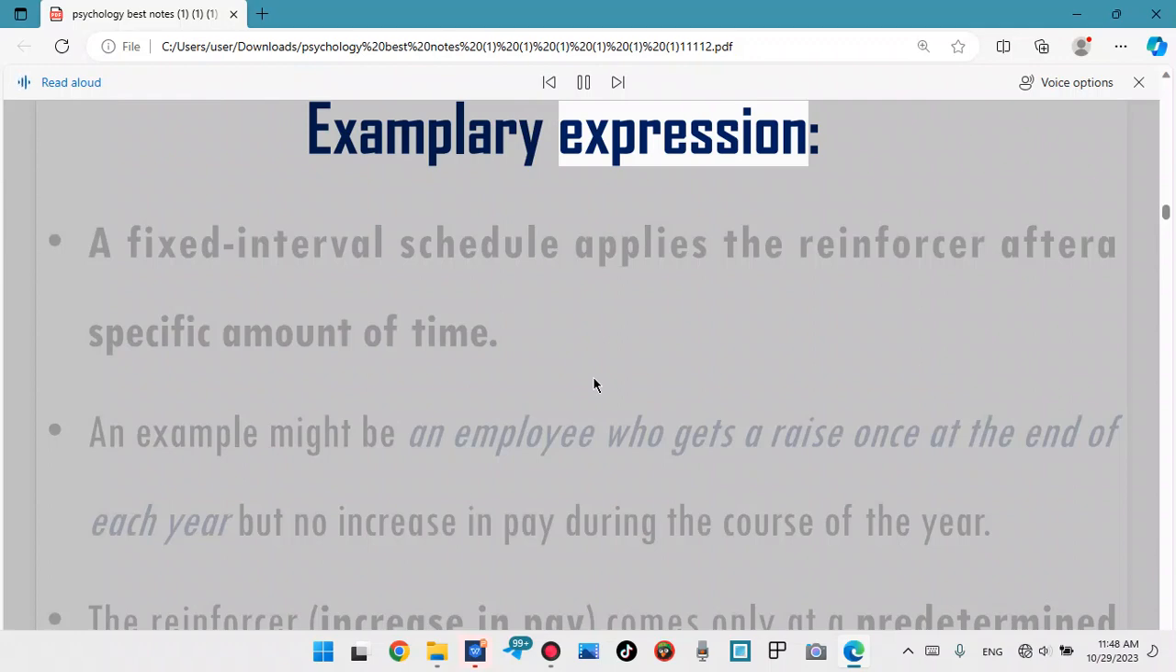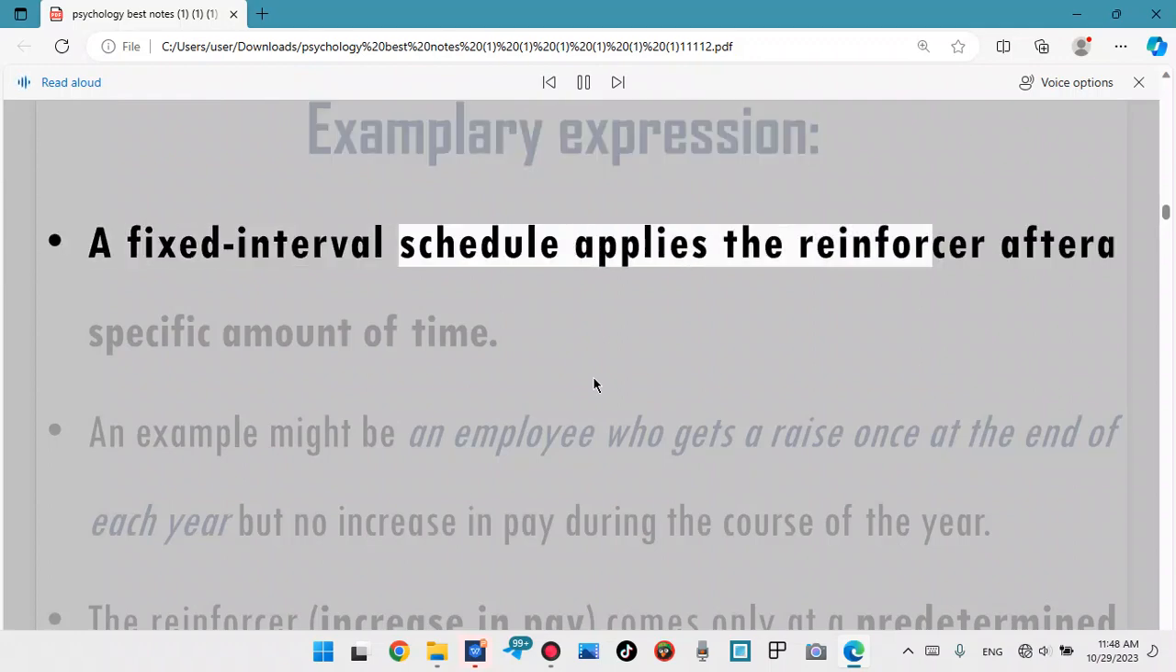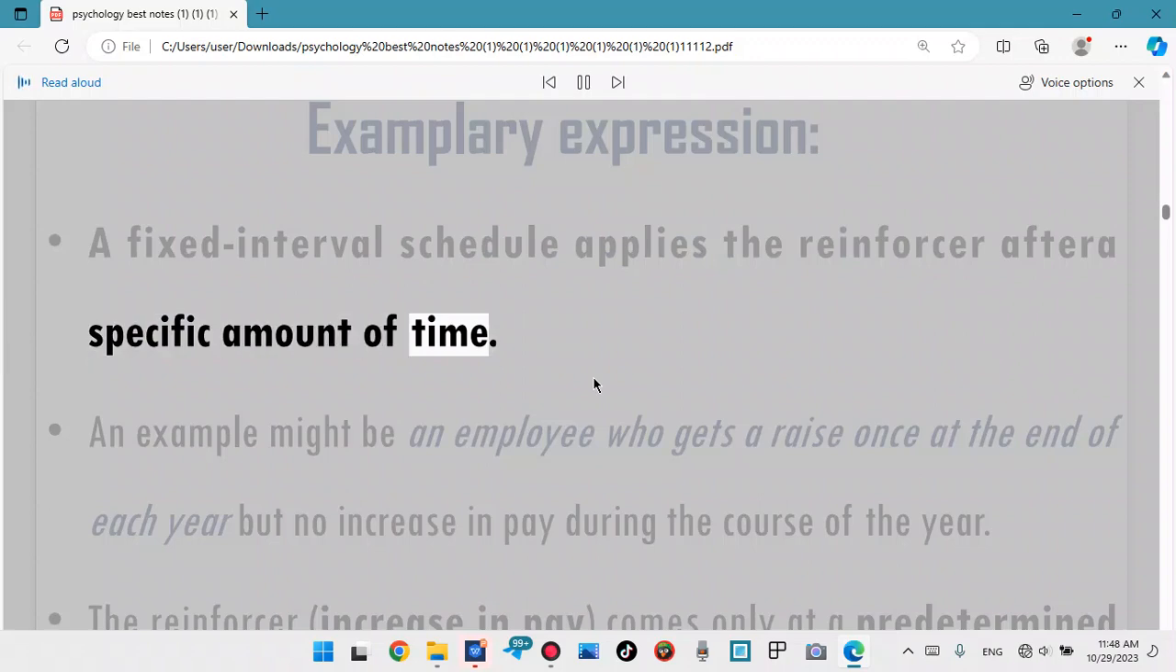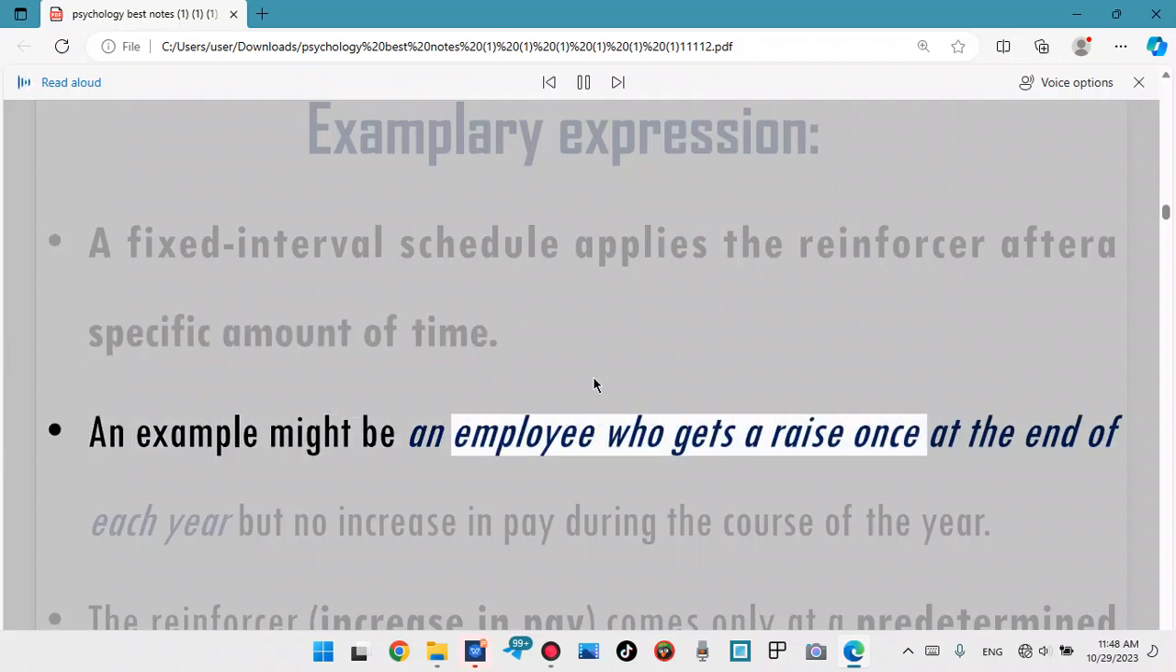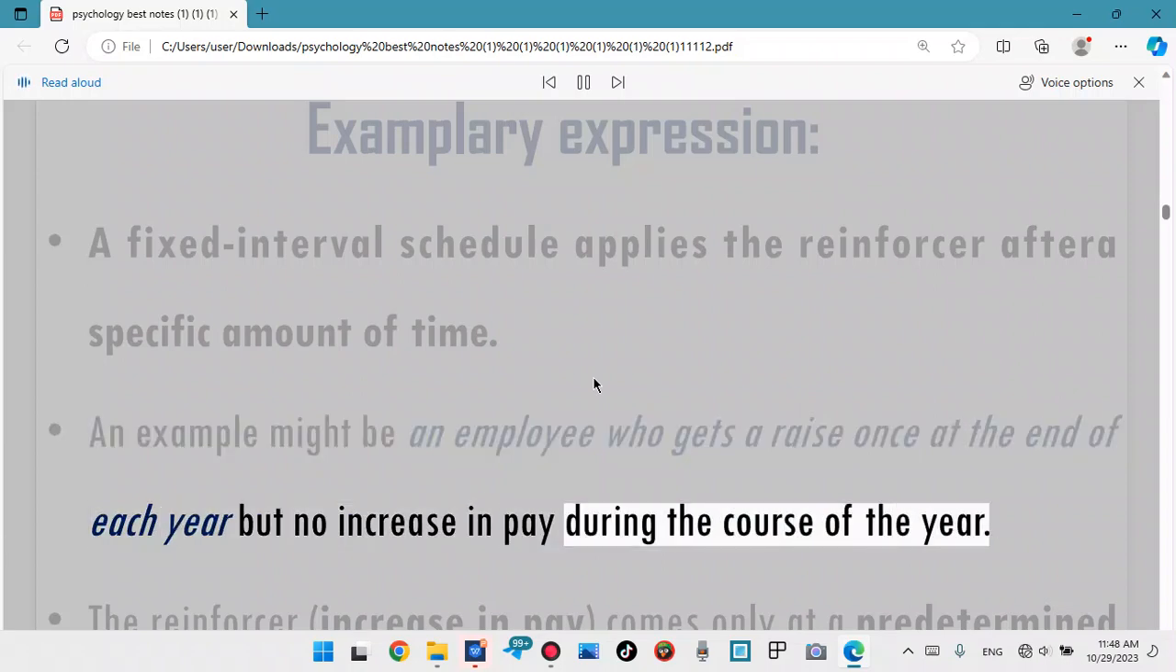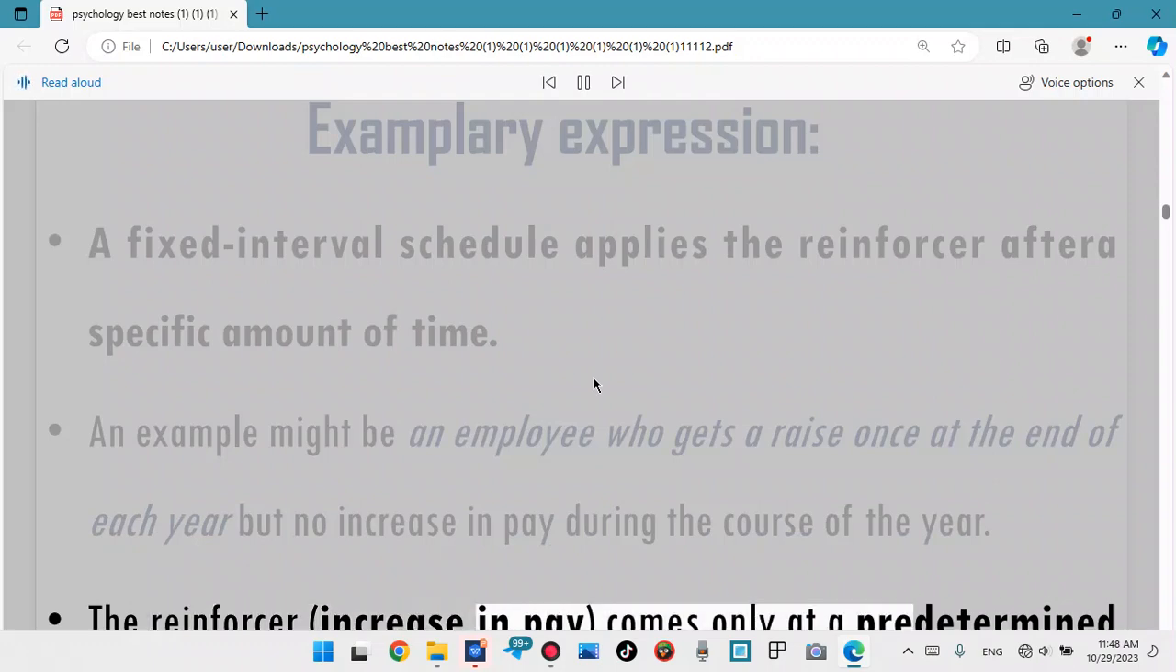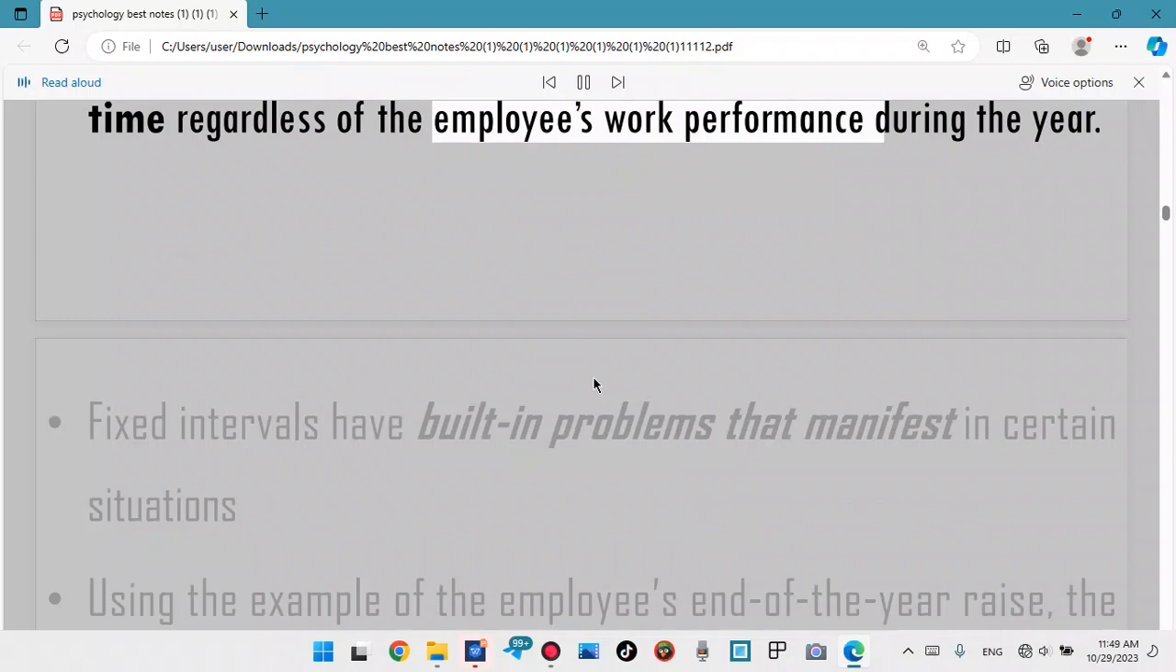Fixed interval. A fixed interval schedule applies the reinforcer after a specific amount of time. An example might be an employee who gets a raise once at the end of each year but no increase in pay during the course of the year. The reinforcer, increase in pay, comes only at a predetermined time regardless of the employee's work performance during the year.